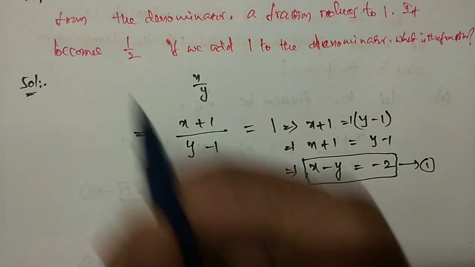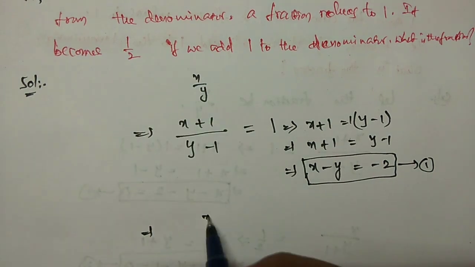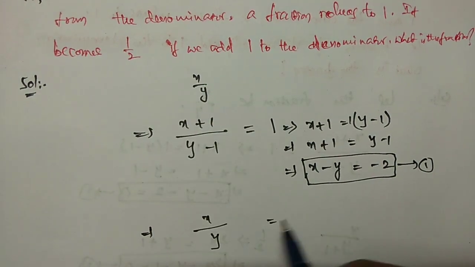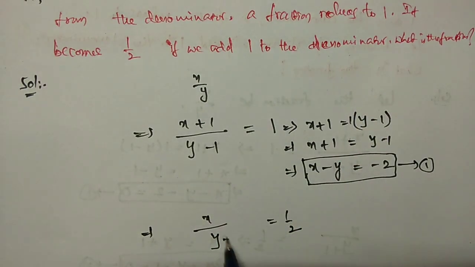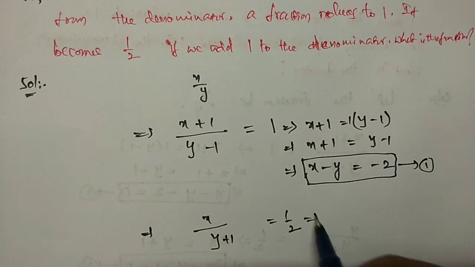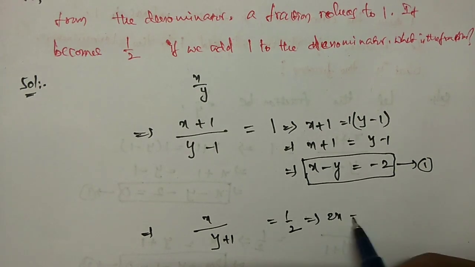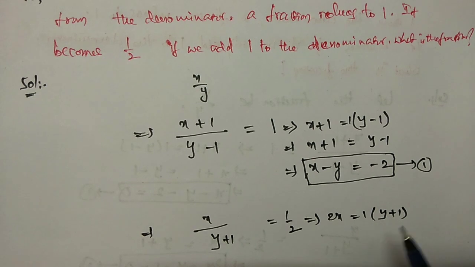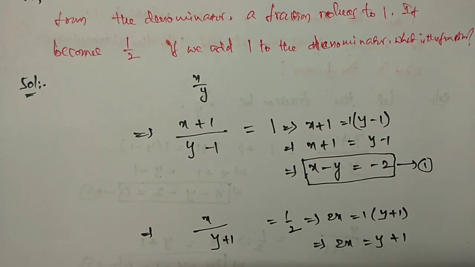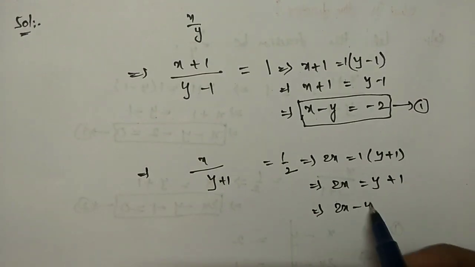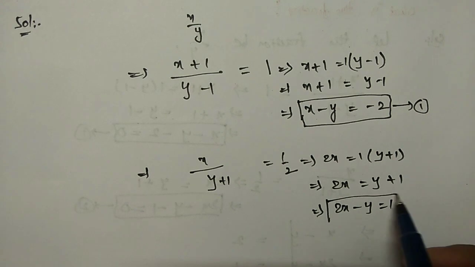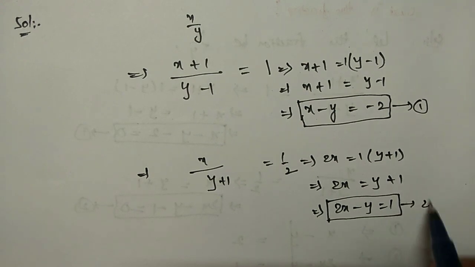It becomes 1 by 2. The fraction becomes 1 by 2 if we add 1 to the denominator only. So cross multiply it. 2x equal to 1 into y plus 1. This implies 2x equal to y plus 1. This implies 2x minus y equal to 1. This is the second equation.